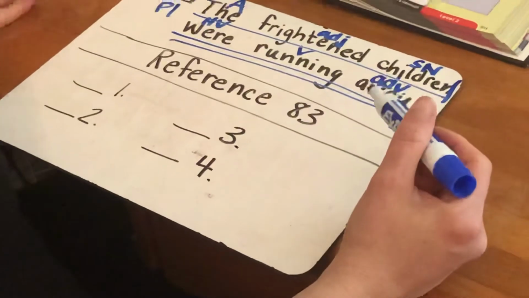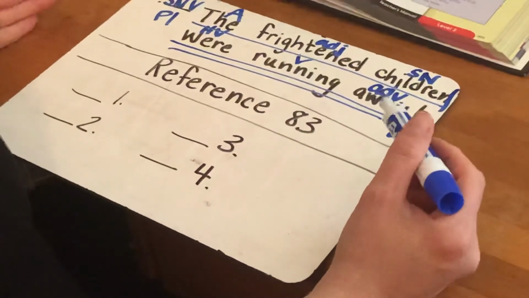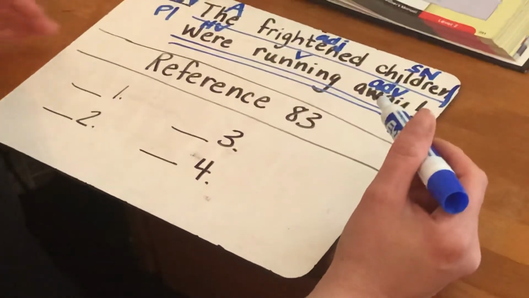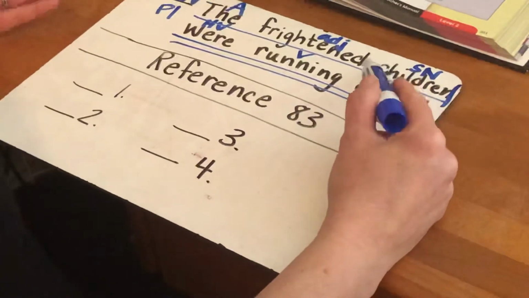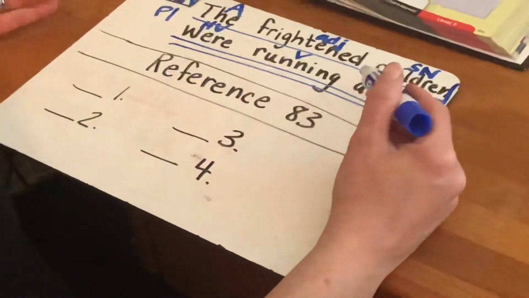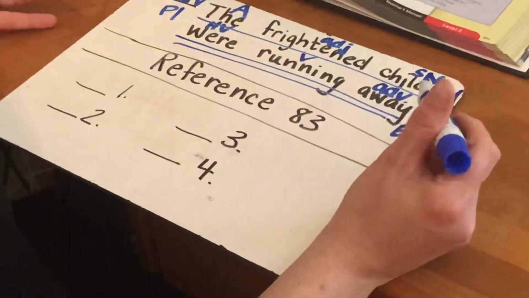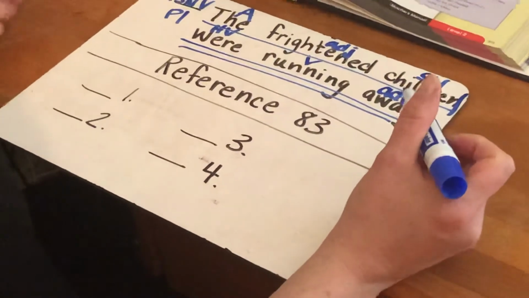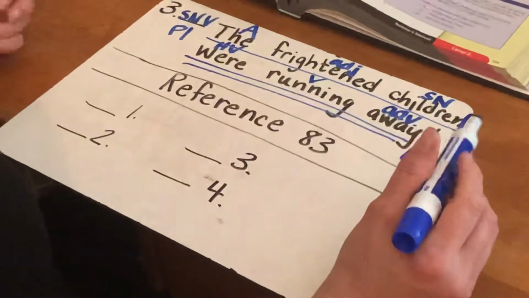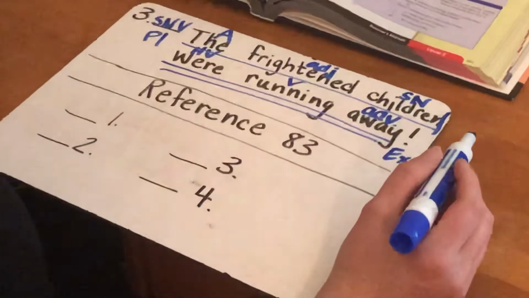So let's take a look. A fragment is an incomplete sentence, meaning it's missing something. It's either missing the subject of who or what the sentence is about, or it's missing the predicate part where the action happens. So they gave us some examples in our book, and we're going to figure out if it's a sentence or if it's a fragment.